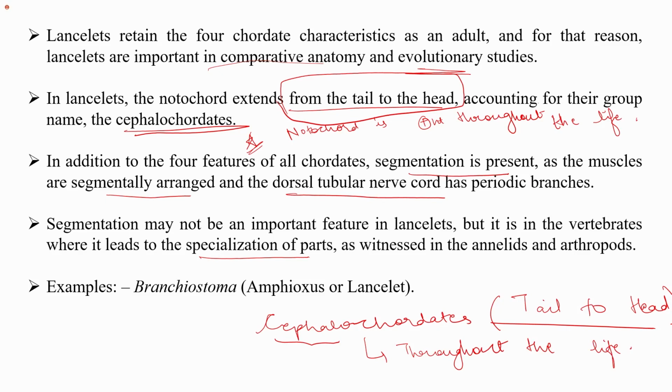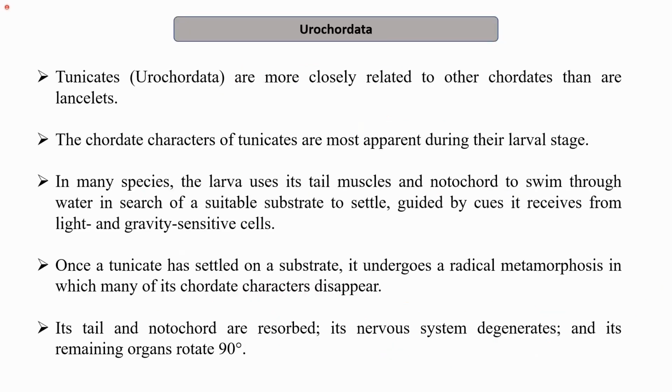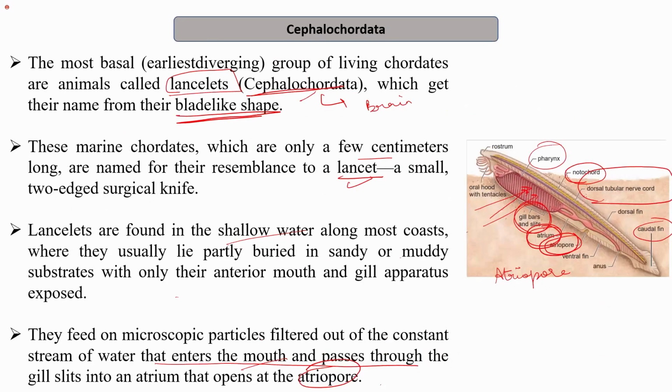Fine. So these are the important features of the animals that belong to the subphylum cephalochordate and phylum chordates. Examples include branchiostoma, amphioxus, or lancelet. So branchiostoma is also known as amphioxus or lancelet. Amphioxus is the common name, and lancelet is also a common name for the animals branchiostoma, that are cephalochordates. So we see this is an example of lancelet. You can see in the figure. So this is about the cephalochordates.